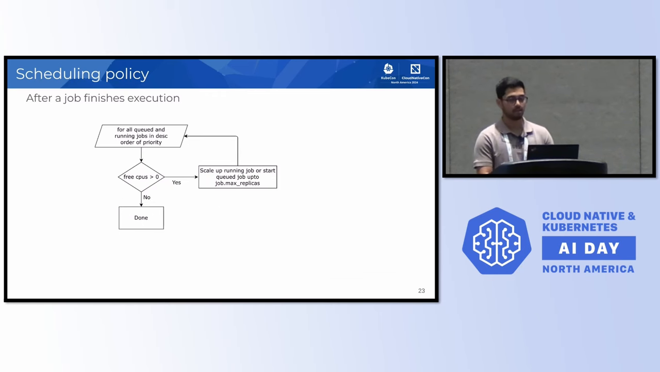Similarly, when a job finishes execution, it frees up some CPUs that can be reassigned to some of the other jobs. So we iterate over all of the running and queued jobs in decreasing order of priority, and we reassign these CPUs by scaling up running jobs or by starting some new queued jobs.